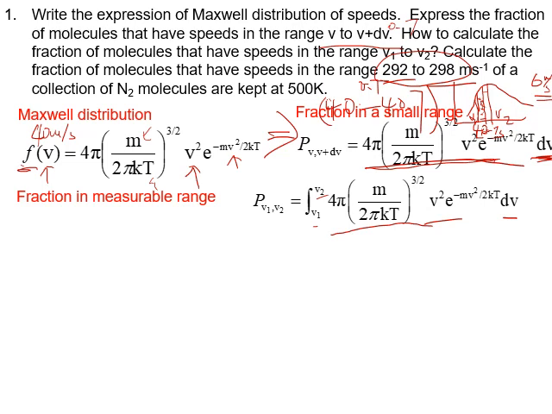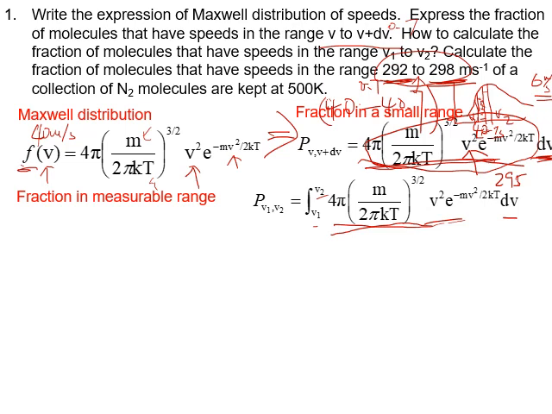So which speed can we use? Usually you choose the center. So for 292 to 298, the center is 295. So you calculate the fraction of molecules at speed 295, and then times the range 6.